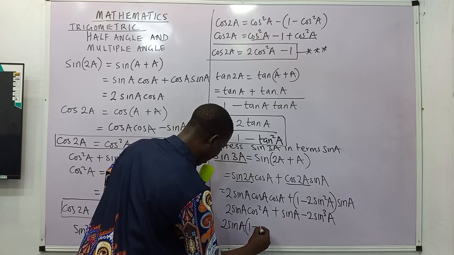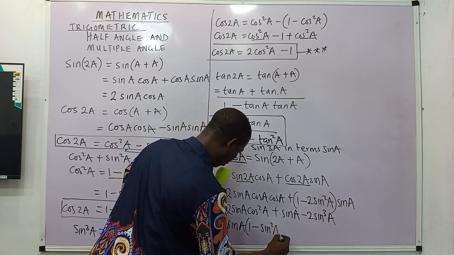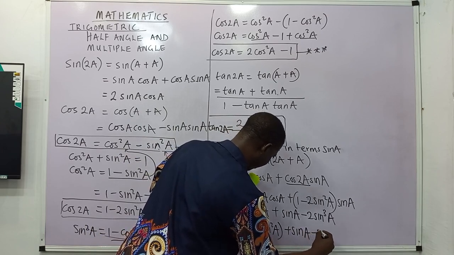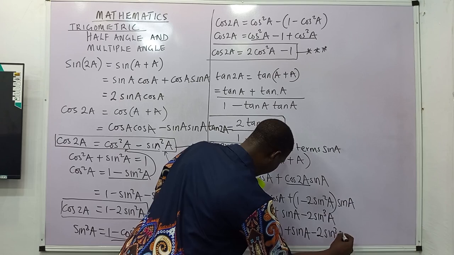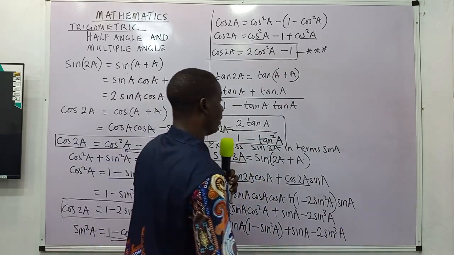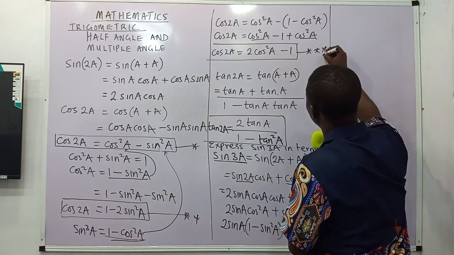We now replace it with 1 minus what? Sine square A plus sine A minus 2 sine cube A. Now what do we do? Open the bracket. What do you have now?